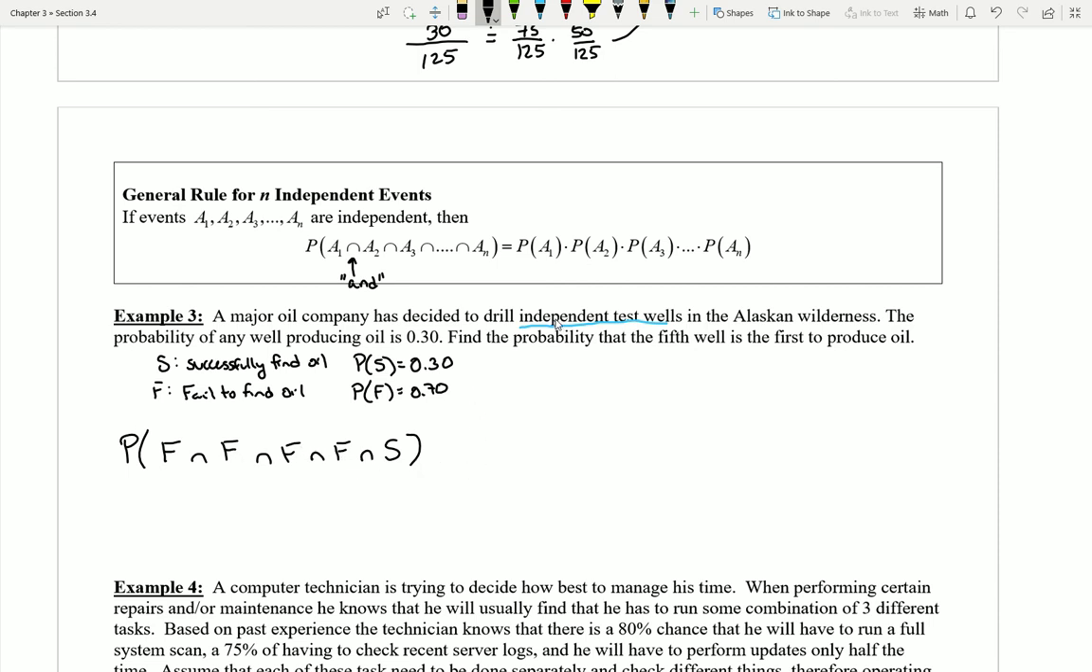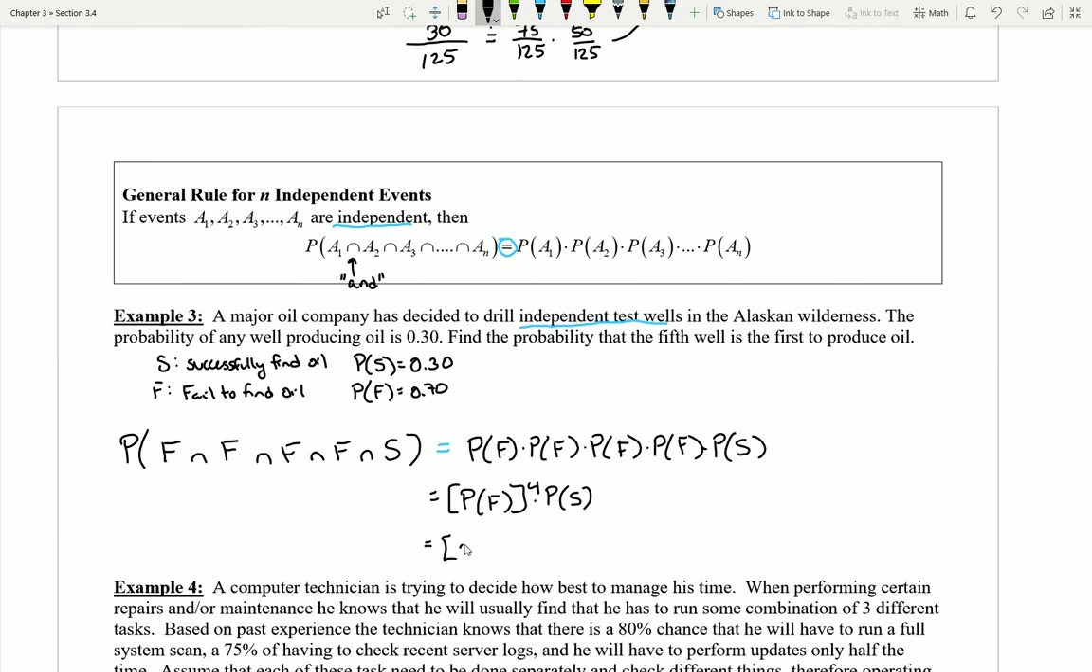But since I know that these are independent, and gosh is that important, I know that since they're independent, I can actually say these two things will be equal. So I can instead change this to probability of F times probability of F times probability of F times probability of F times probability of S. Now, if you're a big fan of exponents, you could rewrite this as probability of F kind of all to the 4th power, right? Because it's multiplied 4 times in a row, and then have the probability of S. I don't really care which one you do, but sometimes using that exponent notation is a little bit shorter.